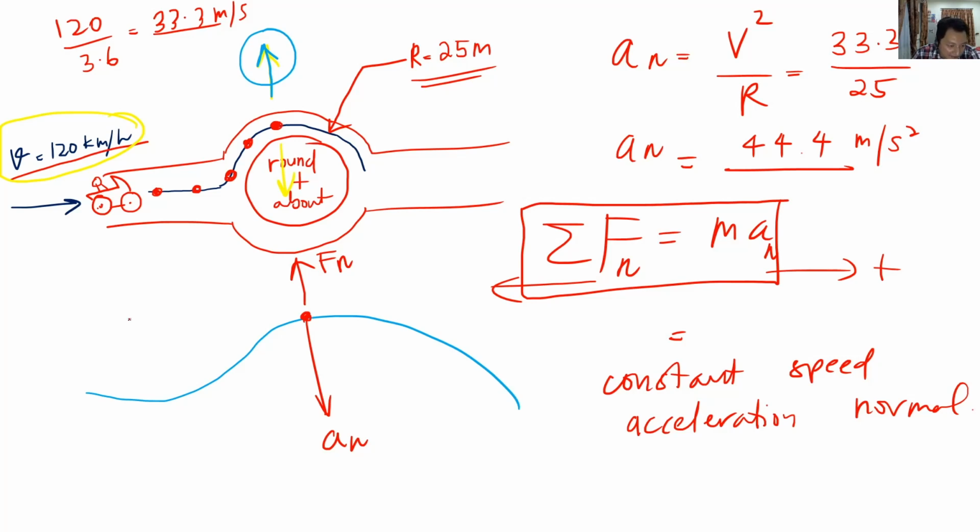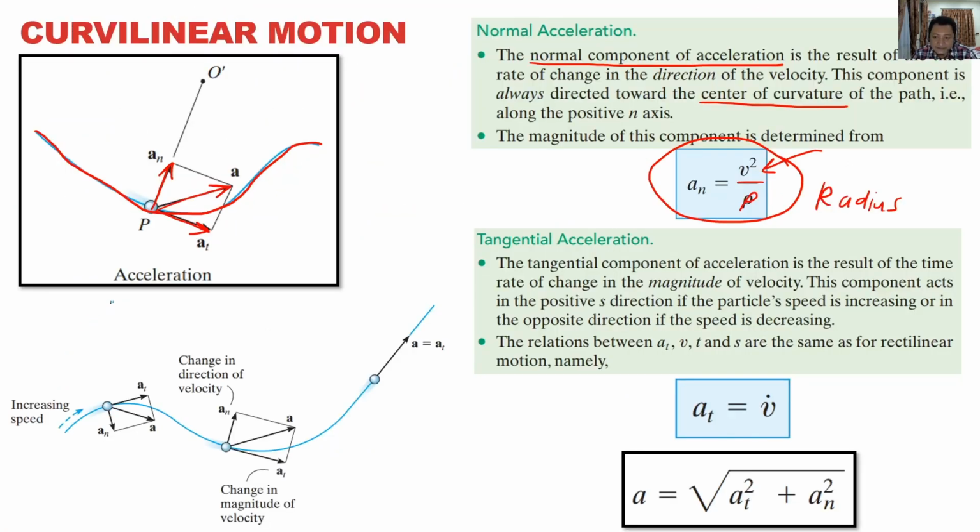Or if you look at fan blades. Katalah one day there's a terrible mishap, fan blade ni patah. Definitely fan blade akan throw out macam tu. It's like that lah. Due to centrifugal force. So this is what we are learning right now lah. Yeah, this one, A normal.